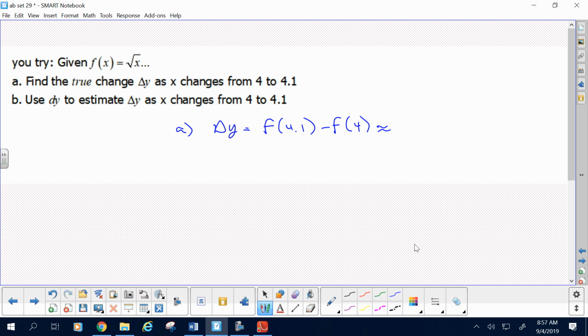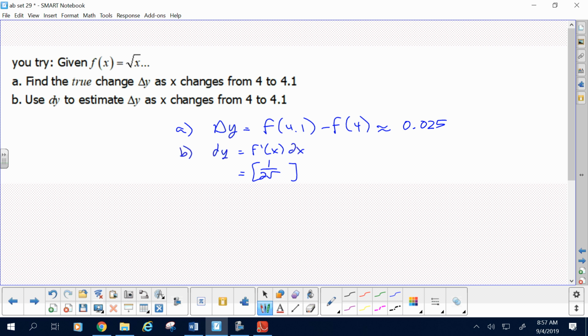Okay, so for true change, you're actually saying what happens when you put the two values in and what's the difference between the y values. So give me 3 decimals of part A. 0.025. Do I agree with that? Okay, or you possibly could have a different third decimal depending on if you truncate, but we're in the right ballpark? Yeah. Okay, so dy is the derivative times the little dx, and so what is the derivative?